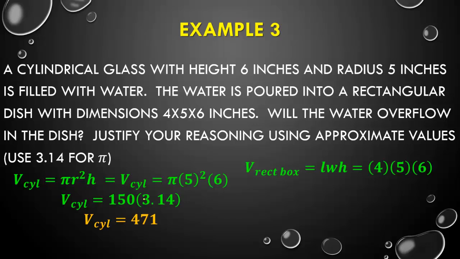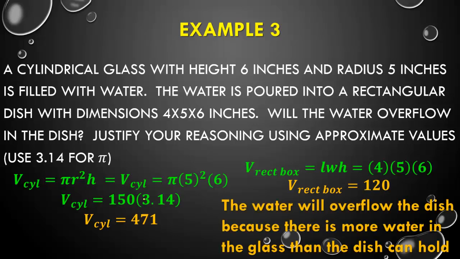So now we have the volume of a rectangular box, and we need to see if it's going to overflow. That means the rectangular box will have less volume than the glass. So the volume of the rectangular box is length times width times height, or 4 times 5 times 6, which is 120 cubic inches. So as you can see, the water will overflow the dish because there is more water in the glass than the dish can hold.